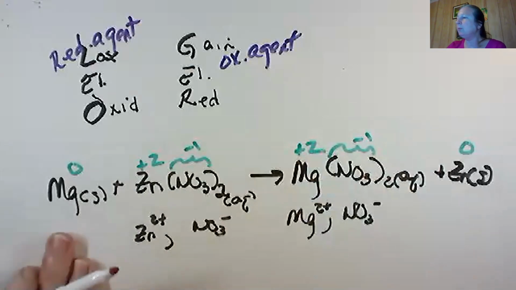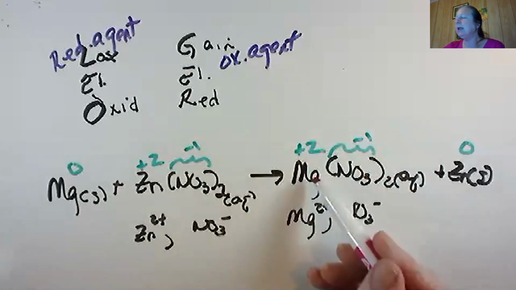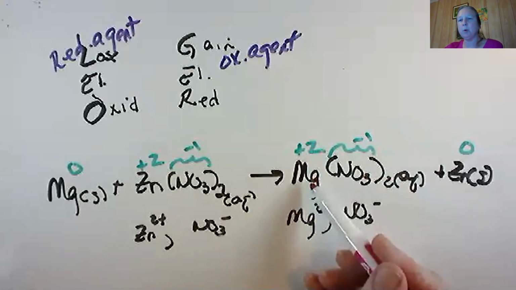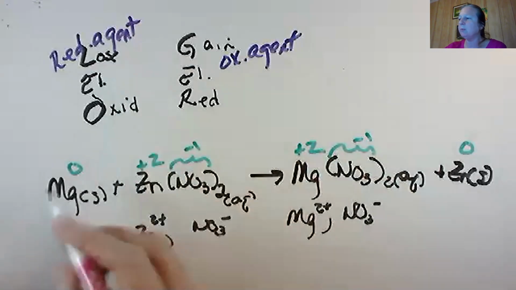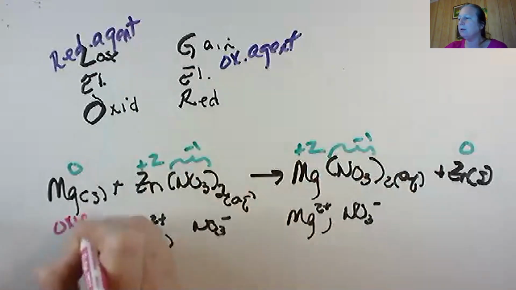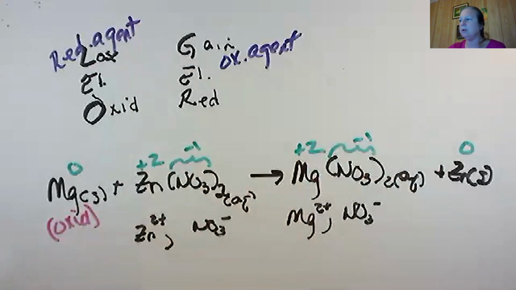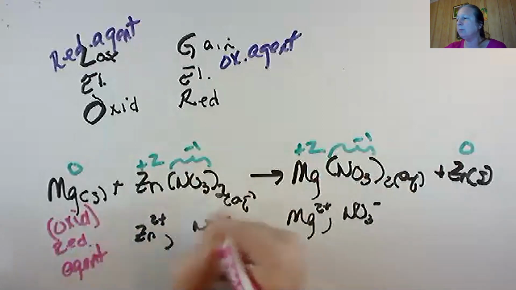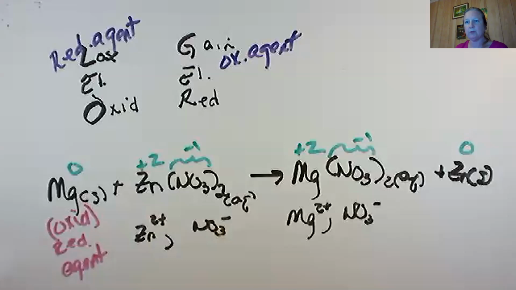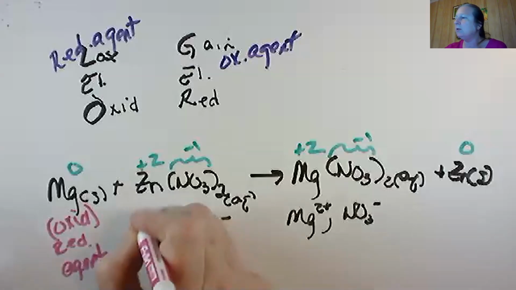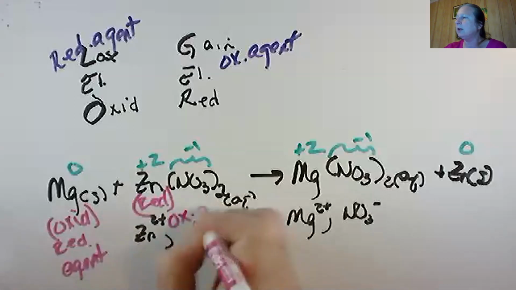My magnesium goes from 0 to +2. It's getting more of a positive charge. It has more protons than electrons, which means it lost electrons. If it lost electrons, it's being oxidized. And the question is, what kind of agent is it? If it's being oxidized, it's a reducing agent. Therefore, my zinc, and remember, not the nitrate, just the zinc, and you would call this zinc ion if you're asked the question, the zinc ion is getting reduced, and so therefore is the oxidizing agent.